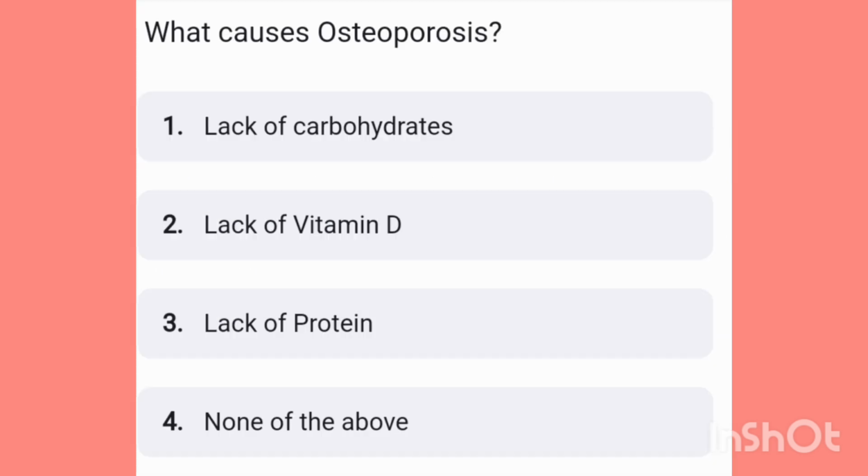The next question is, what causes osteoporosis? Option number 1, lack of carbohydrate. Option number 2, lack of vitamin D. Option number 3, lack of protein. And option number 4, none of the above. And the correct answer is option number 2, that is lack of vitamin D.